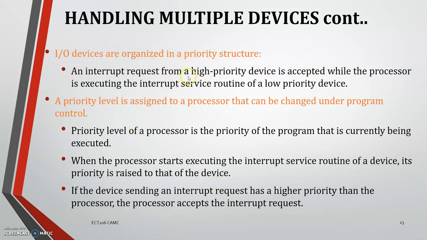An interrupt request from a high priority device is accepted while the processor is executing the interrupt service routine of a low priority device. So the priority level is assigned to the processor and can be changed under program control. The priority level of a processor is the priority of the program that is currently being executed.